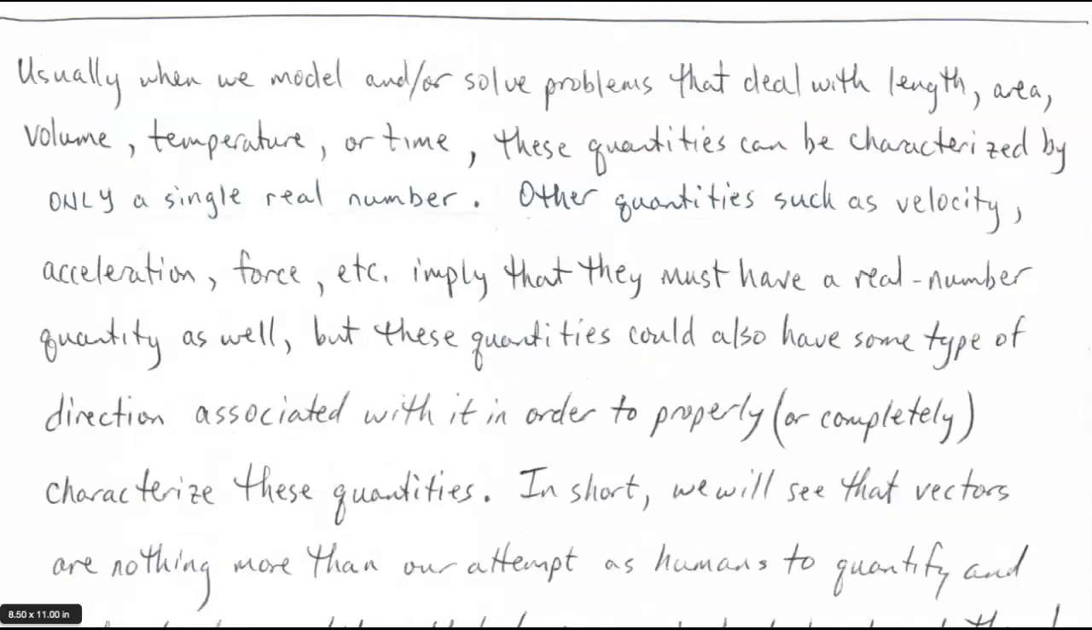So usually when we model or solve problems that deal with quantities like length, area, volume, temperature, or time, we know that these quantities can be characterized by just a single real number. In other words, it's just a number. There's nothing else implied that goes with it. However, when we start to talk about concepts like velocity, acceleration, and force, when we think of those things, that is an implied quantity, but in a direction.